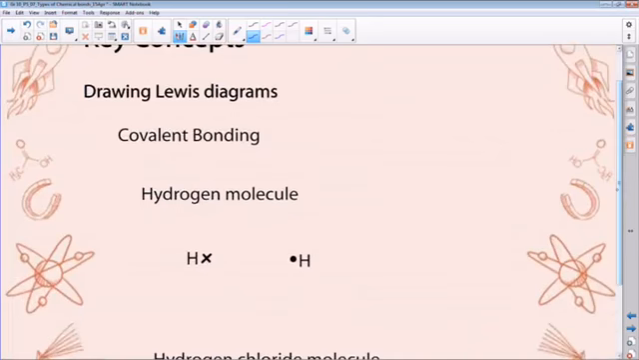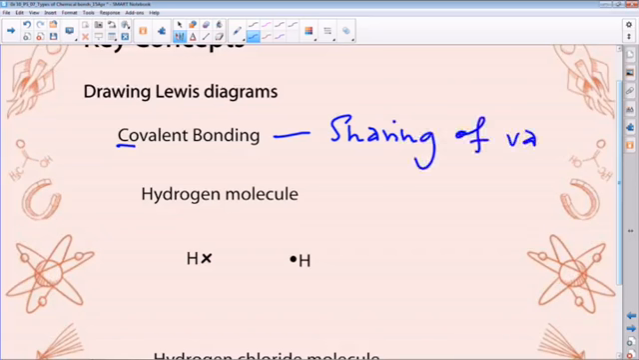bonding. Co means to share. Now, this has a lot to do with the sharing of electrons. Sharing of valence electrons to achieve stability, so that there is stability.